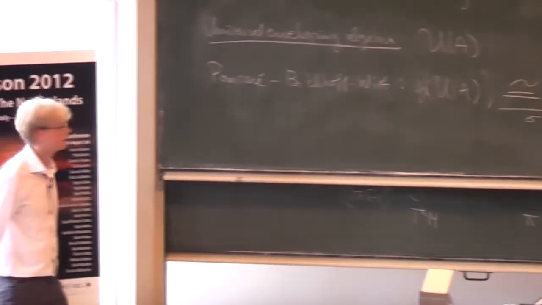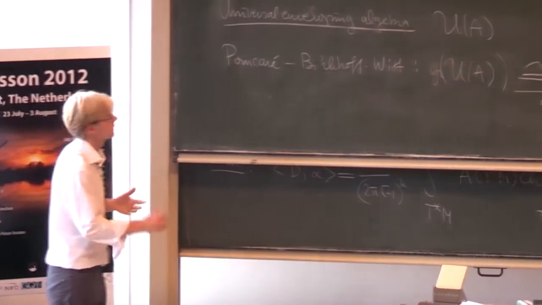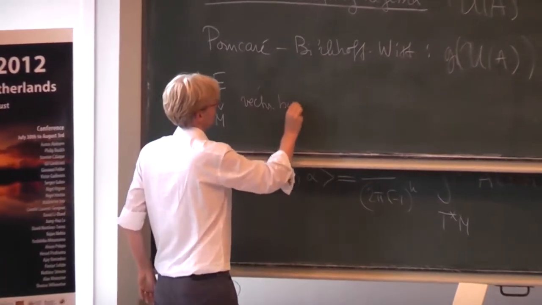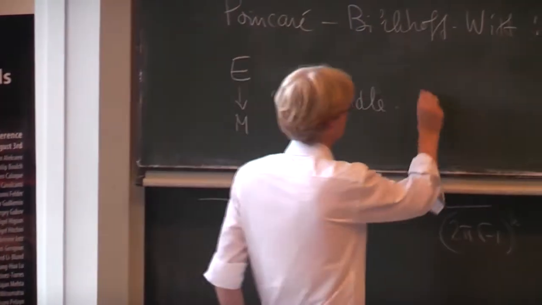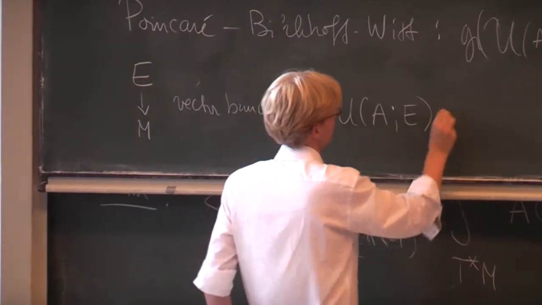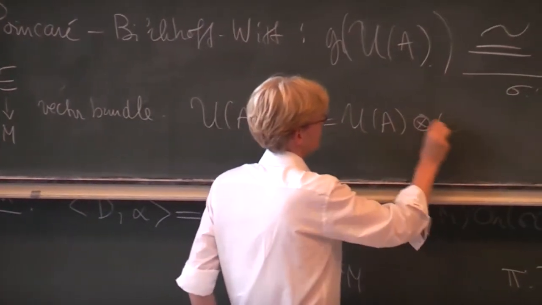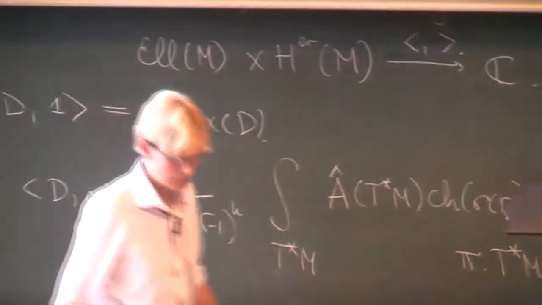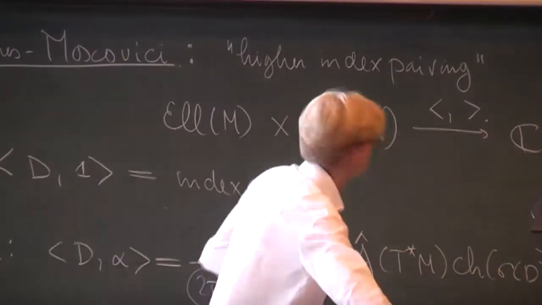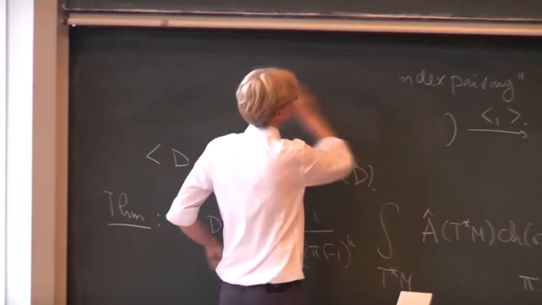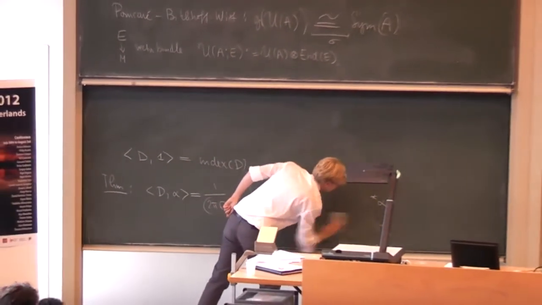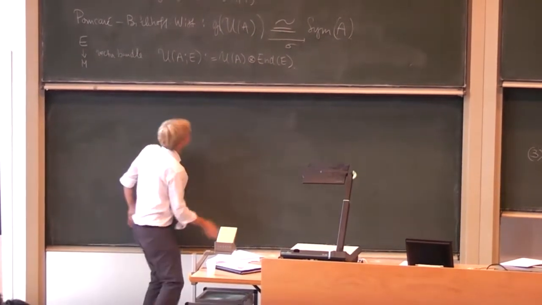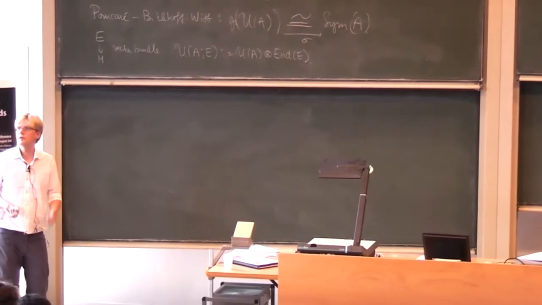So I need to get a slightly bigger algebra for what I want to do. If I have any vector bundle E over M, then I want to consider the tensor product of U of A with the endomorphism bundle of E. So this is obviously a tensor product that you can form. And then I need the notion of ellipticity. It says bundle, so over C infinity of M if you wish.